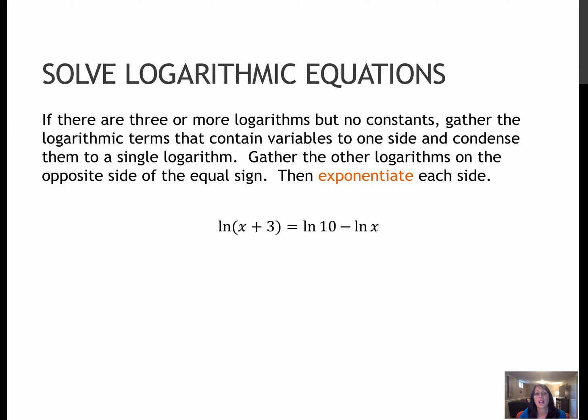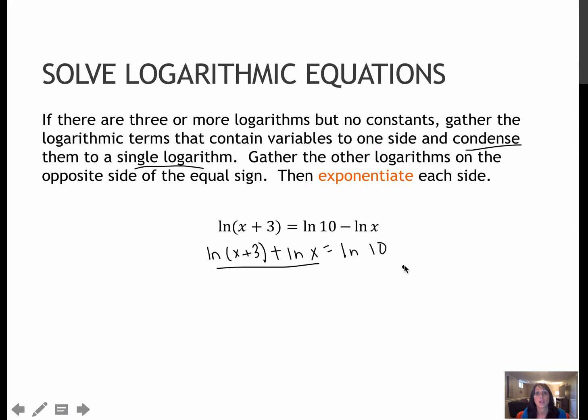Notice here I have 3 logarithms, and it doesn't matter if they're natural log or common log or a log with whatever base. If there are 3 or more, but no constants, so again, notice I don't have any constants on the outside, we're just going to gather the logarithmic terms that have the x's, that have variables, all to one side. So I'm going to add the natural log of x, which gives me natural log of x plus 3 plus natural log of x equals natural log of 10. And the reason I can do that now is I can take this side and combine it. I'm going to condense it into a single logarithm.